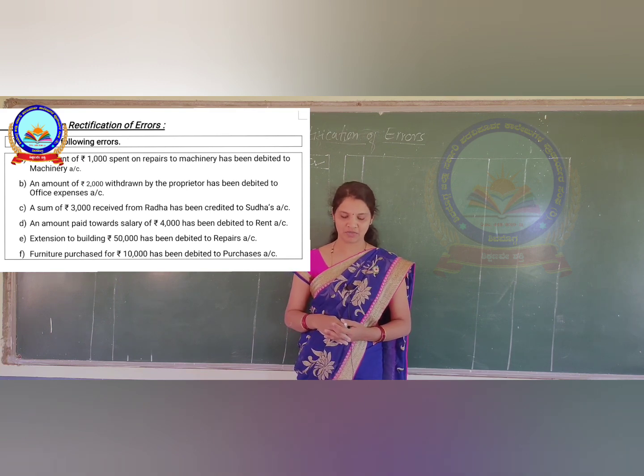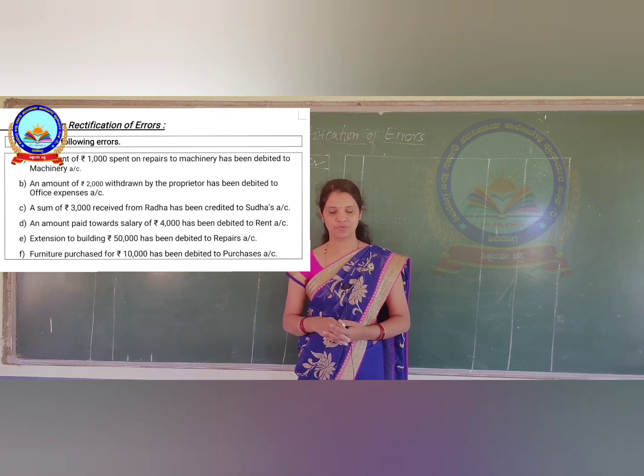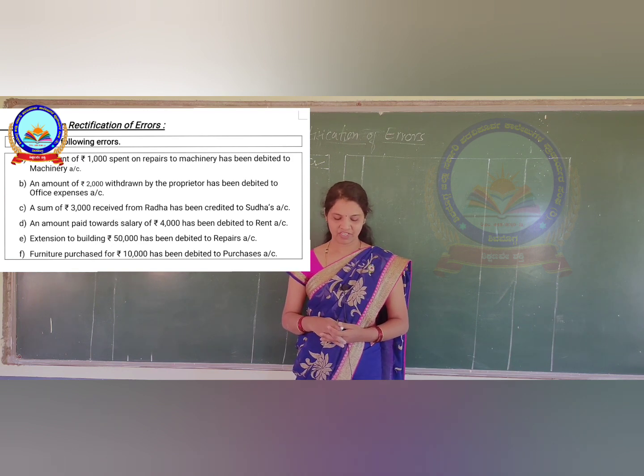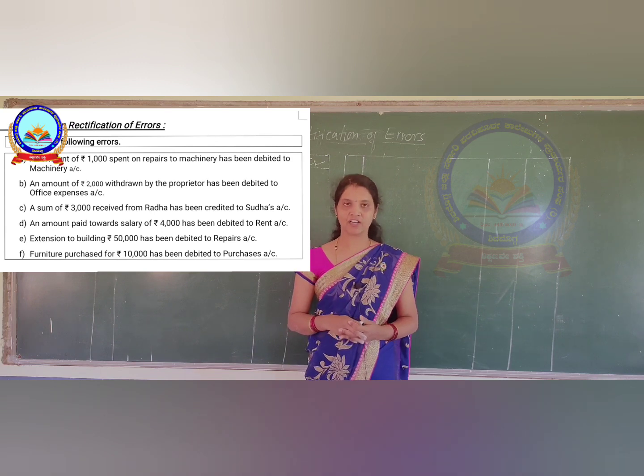A sum of rupees 3000 received from Radha has been credited to Sudha's account. An amount paid towards salary of rupees 4000 has been debited to rent account. Extension to building rupees 50,000 has been debited to repairs account. Furniture purchased for rupees 10,000 has been debited to purchases account.